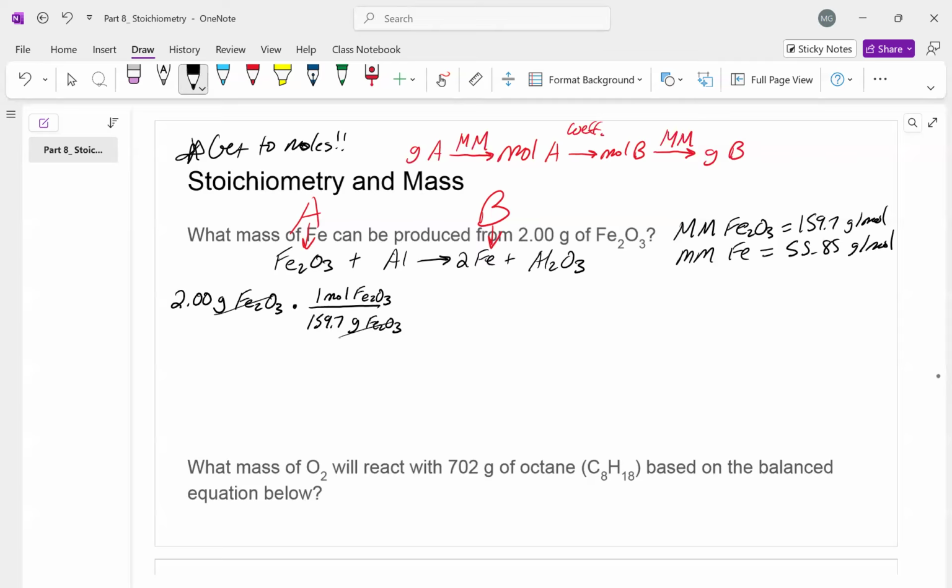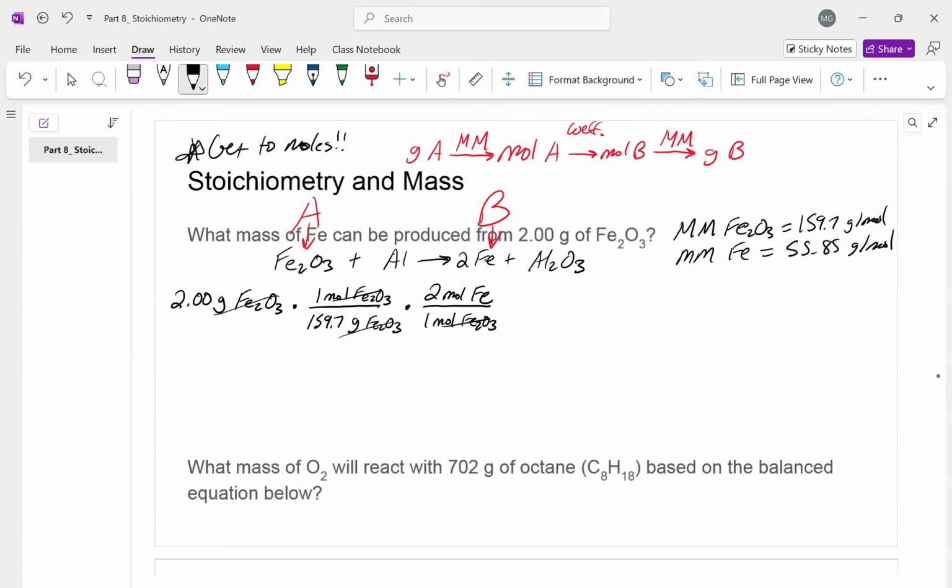So grams cancel out. Notice what unit I'm in now. I'm in moles of Fe2O3. That's my A. How do I get to moles of B? I'm going to use the coefficients from the balanced equation. That equation says 1 mole of Fe2O3 produces 2 moles of iron. Notice my moles cancel out. The unit I'm left with is moles of Fe.